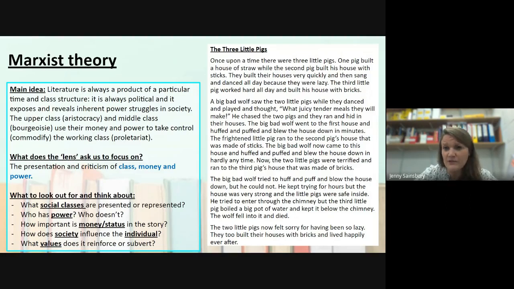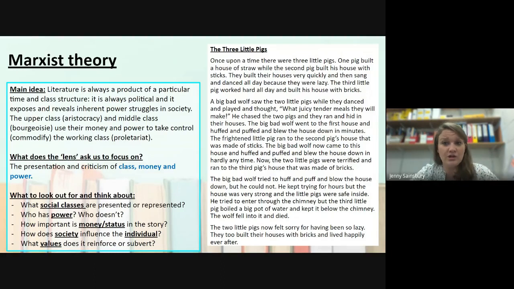I'm going to help you out with this one because it's the first one, but have a little think, if you're making notes, write a little subheading of Marxist theory, and then just jot down the idea of who has power. Hopefully it should be quite explicit, it should be quite easy to spot that the individual with power in this one is the big bad wolf. So a Marxist theorist would look at this and say the big bad wolf is a representation of the upper classes, the aristocracy, taking everything they want, assuming power, doing everything they can to belittle and to control the proletariat, which in this case would be the pigs, the lower classes who have to work.